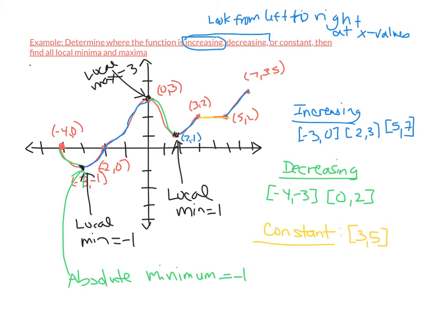The other thing is we have this local max right here at -3. That is not my absolute maximum because my endpoint actually has a higher value. So I actually have a maximum here when x is 7. My absolute max is going to be 3.5.